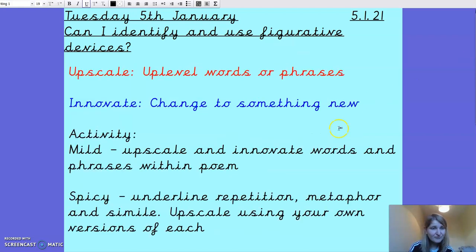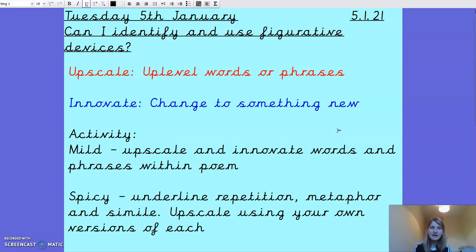Okay. So again, I've uploaded a fresh copy of the poem if you would like it from online. Alternatively, you should have your copy at home as well. What's your activity for today? Oh my gosh, I've completely lost the plot. Your activity for today is to have a go at upscaling and innovating the poem using your own different ideas.